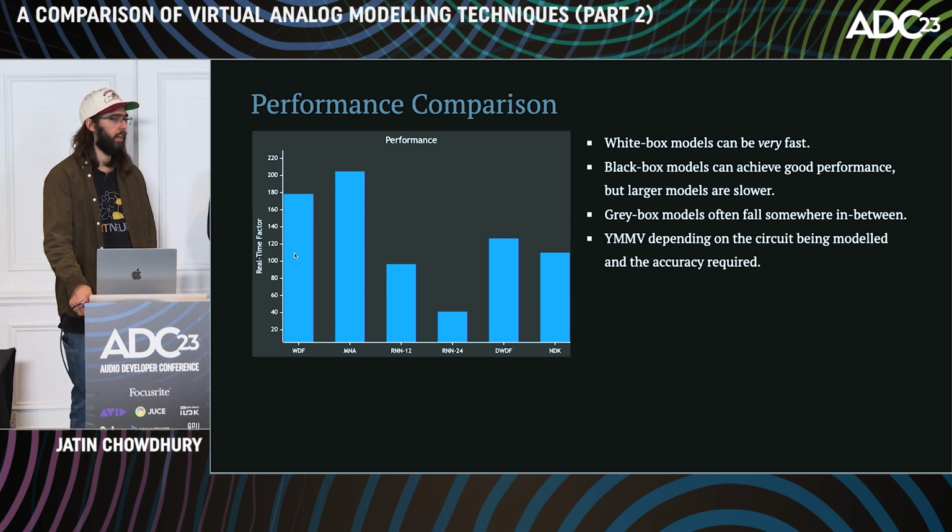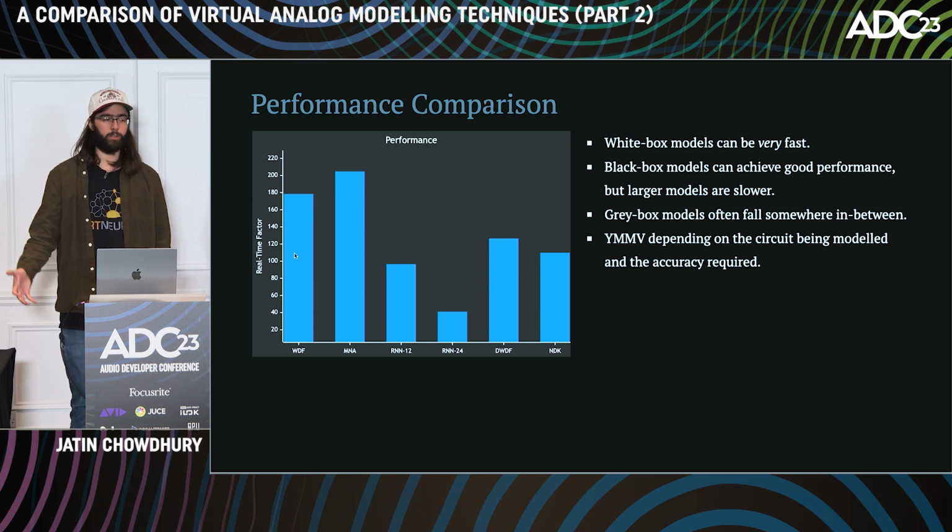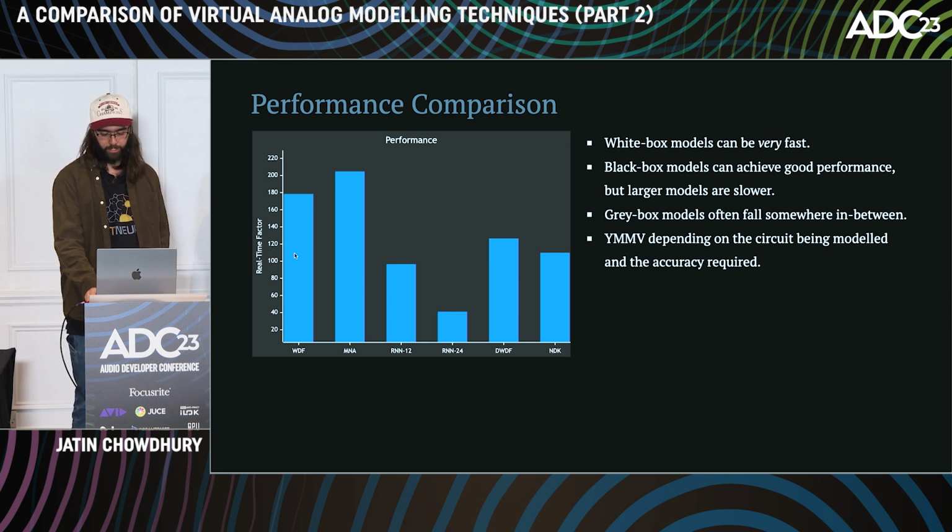And it really depends a lot on the particular circuit you're modeling. So some circuits can be modeled very well with a small neural network, but maybe you would have a lot of trouble using a white box model that could be performant for that same circuit. So it really depends on the particular circuit and the particular accuracy that you're trying to achieve.